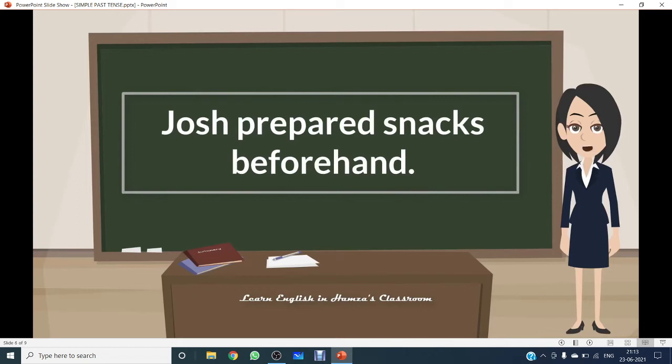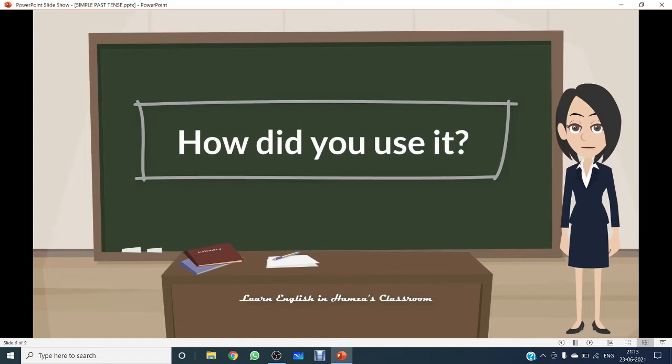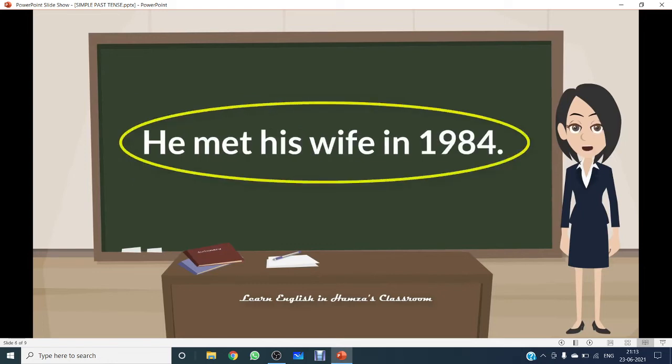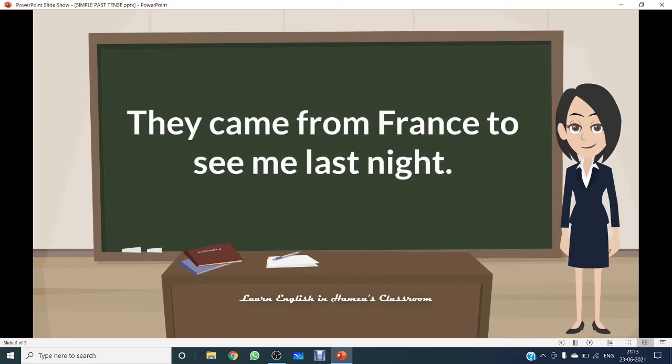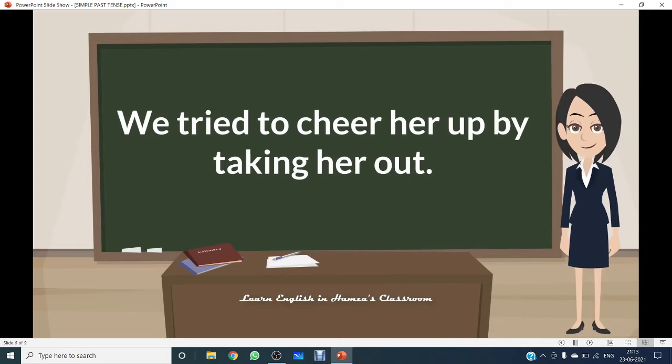Josh prepared snacks beforehand. Prepared. This whole sentence is in simple past. How did you use it? How did? This sentence is totally in simple past. He met his wife in the year 1984. We use the verb met, which is in simple past. They came from France to see me last night. The word came is in simple past.